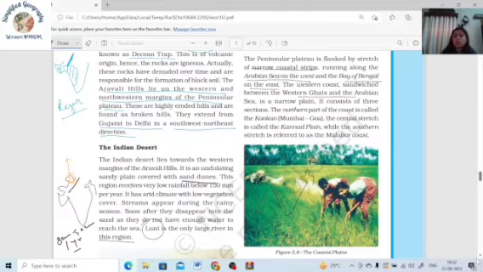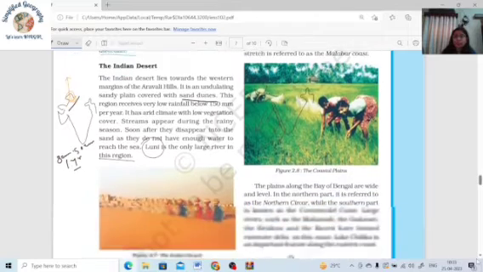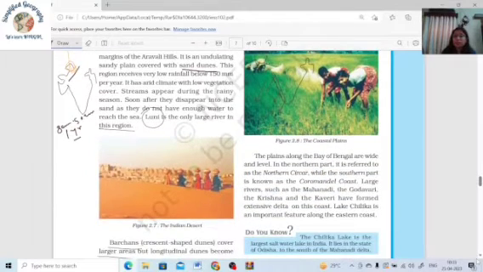First is Konkan, Mumbai to Goa, then Kannada and Malabar coast. So this is how we have Konkan, Kannada and Malabar coast. I told that monsoon winds reach Malabar coast first and then Kannada and Konkan. So this is how there are three bifurcations, and the plains along the Bay of Bengal are wide and level.